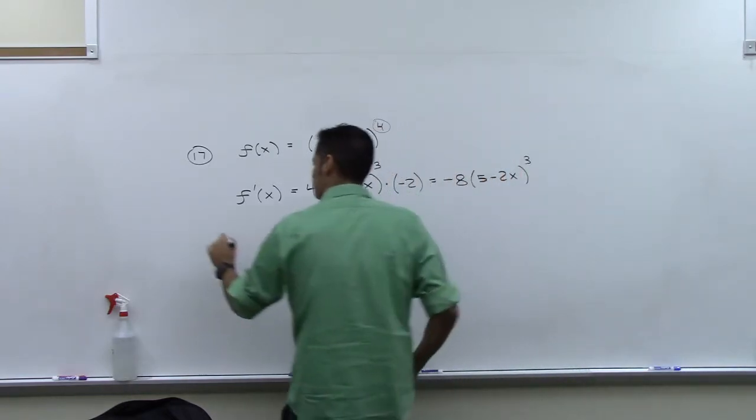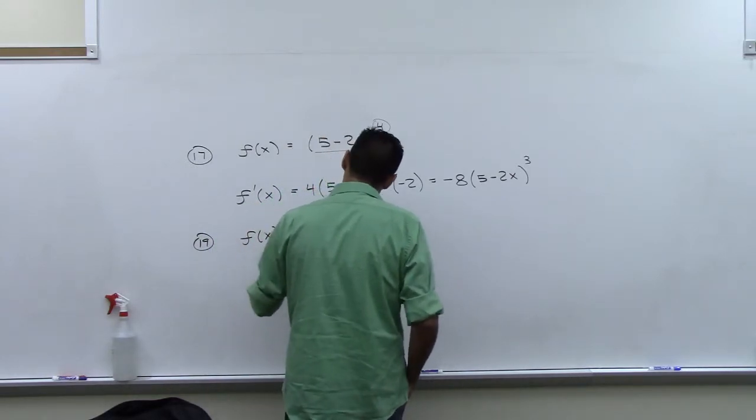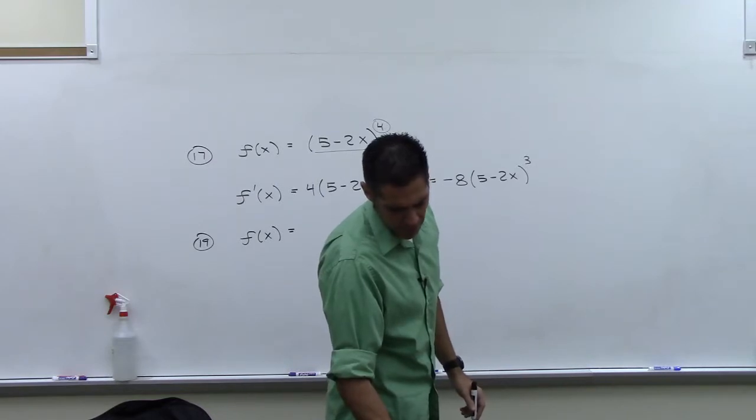Number 19, f of x equals (4 plus 0.2x) to the 5th.